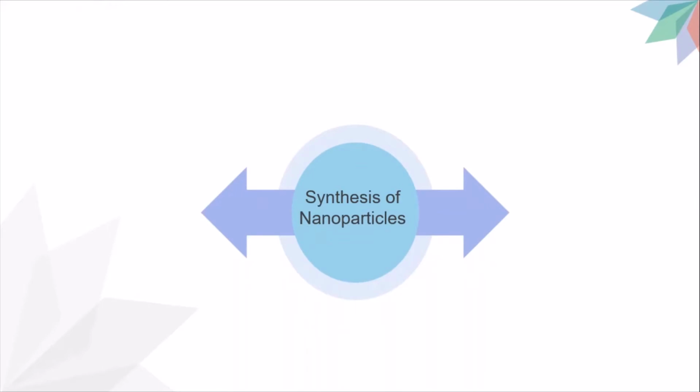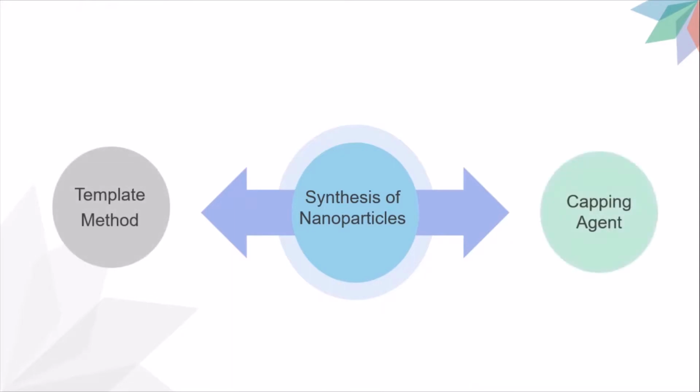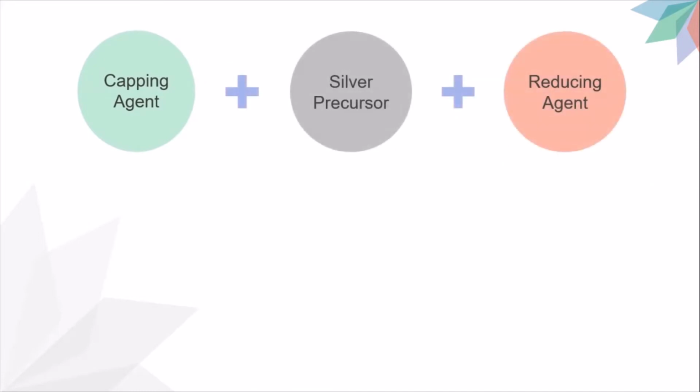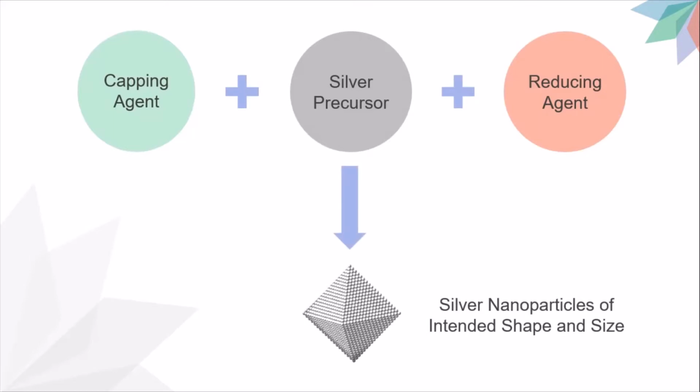There are generally two methods of synthesizing silver nanoparticles, namely the template method and in solution using capping agents. In this video, we will discuss the method involving capping agents. In the use of capping agents, they are usually mixed with a silver precursor and a reducing agent in solution to form silver nanoparticles of intended shape and size. Some capping agents can also be used directly with pre-synthesized nanoparticles.